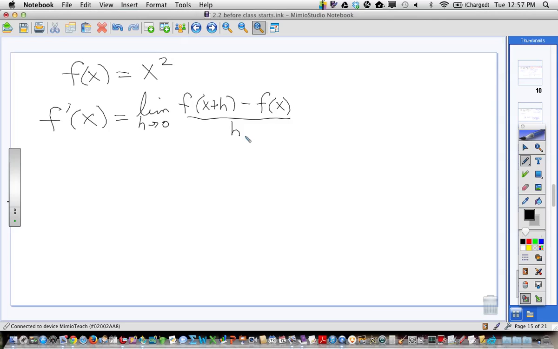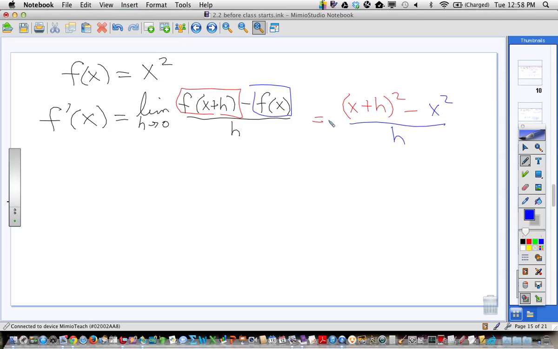Because it certainly worked to find the slope at 1 or the slope at 2. It gave us the slope at those points. So it should work for x. So tell me what the next thing I would write down would be. So the next thing I would do is substitute x plus h into there. And that would be x plus h squared. And then I would substitute x in for x. And that would be x squared. And then all over h.